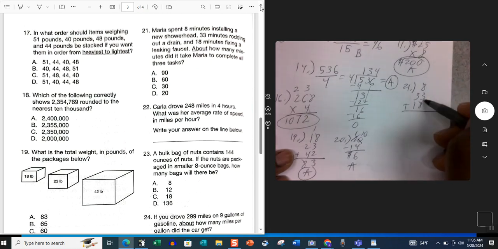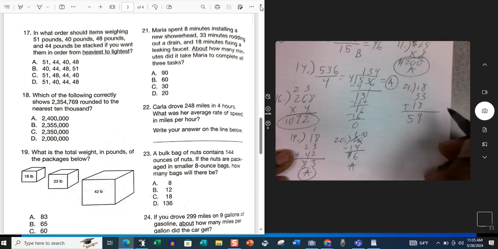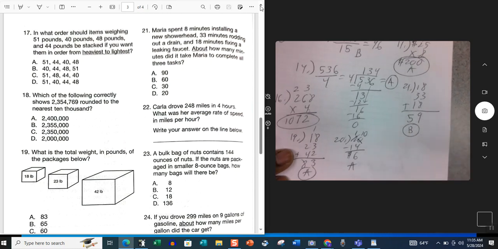Okay, so 8 and 3 is 11, plus 8 is 19, carry a 1. 1 plus 3 is 4, plus 1 is 5. So it's 59. That's how many minutes she did. But we pick the one best answer, which would be B, which would be 60. So our answer here is B, because we pick our best answer.